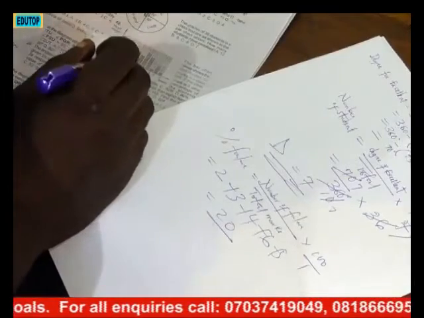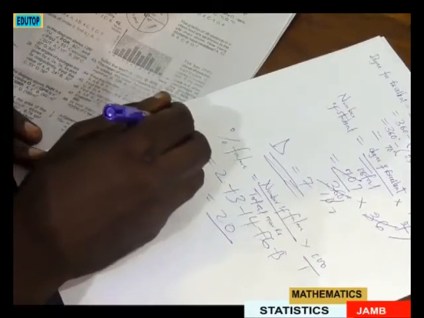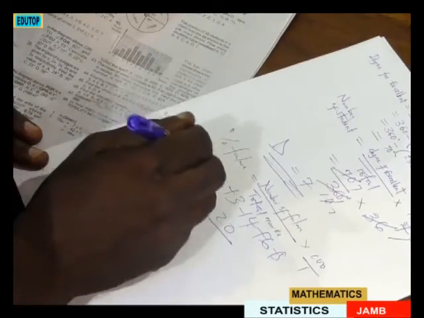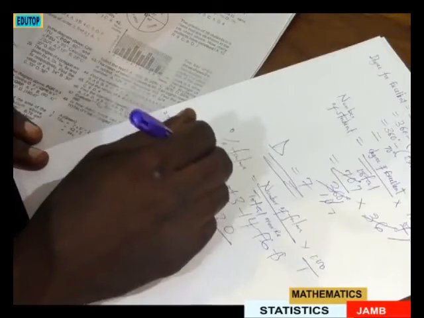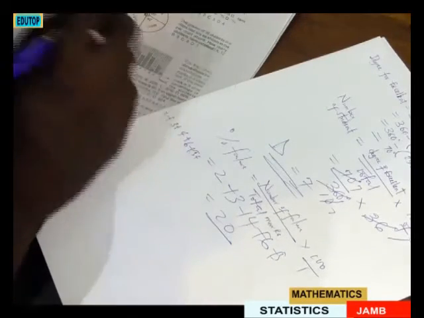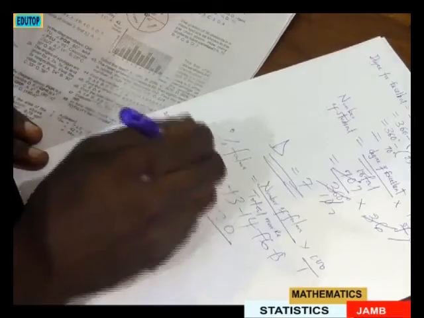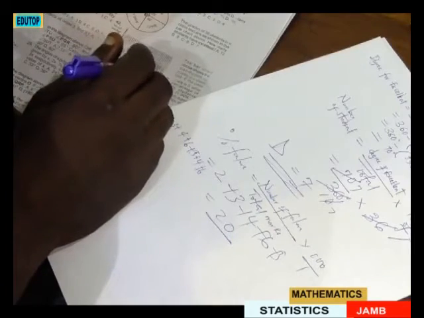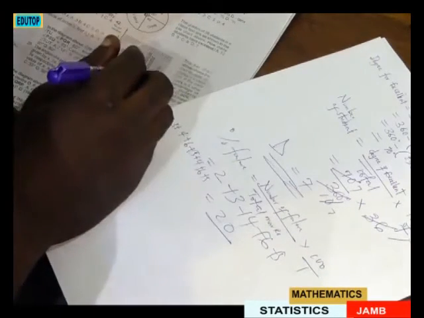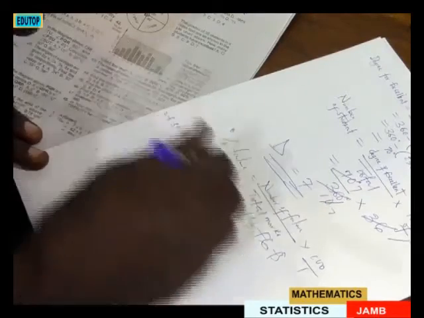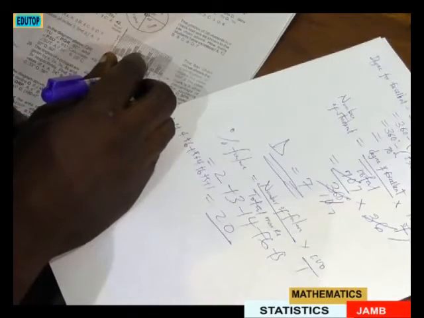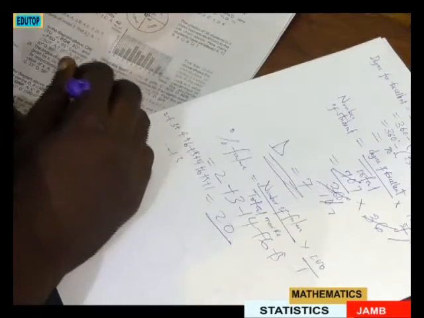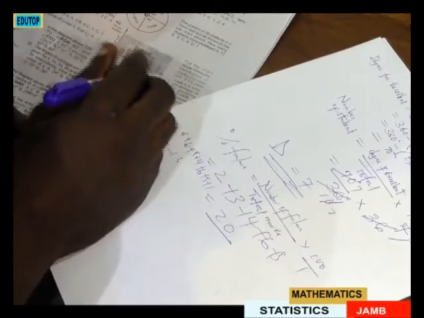The total will be 2 plus 3 plus 4 plus 6 plus 5 plus 4 plus 6 plus 5 plus 1 plus 3 plus 3, then plus 1.